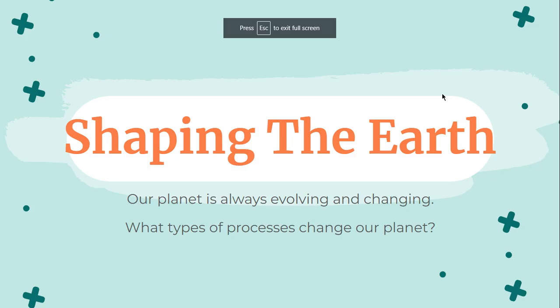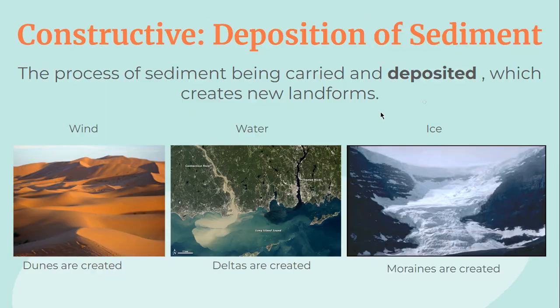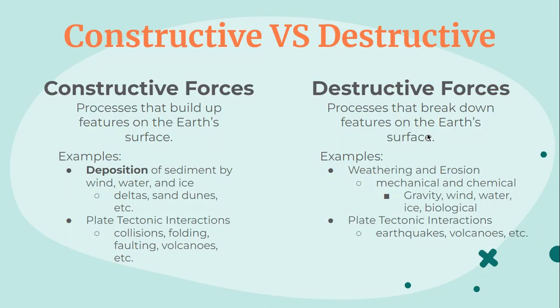So, how does the Earth change? What else can evolve and change our Earth? Well, we have two things: constructive and destructive forces. Destructive destroys or breaks down surface features of the Earth, and constructive builds up or constructs, creates features on the Earth.